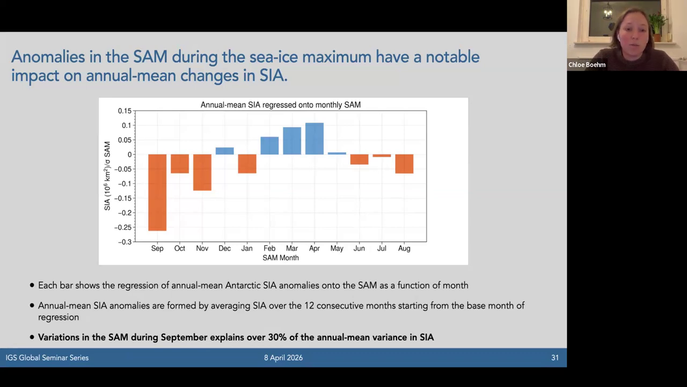What we see is that September has this outsized impact on the following year of sea ice, where it's able to have substantially more of an impact than, especially, the months during the sea ice minimum season. These are just regression coefficients in this bar plot. But if you made the same bar plot and instead calculated the variance explained, you'd see that variations in the SAM during September explain over 30% of the annual mean variance in sea ice area, which is a pretty considerable portion.